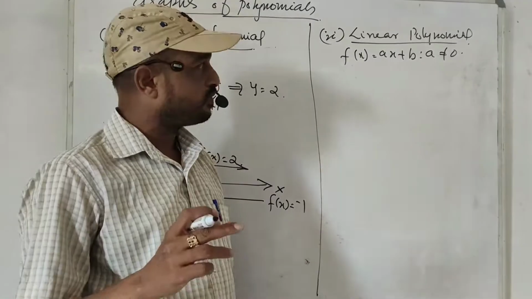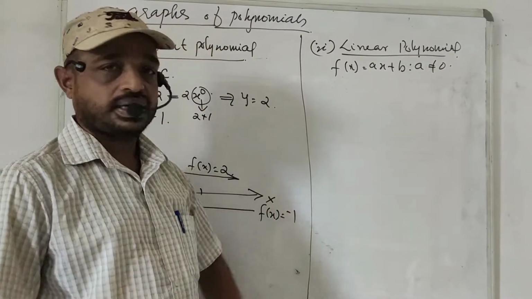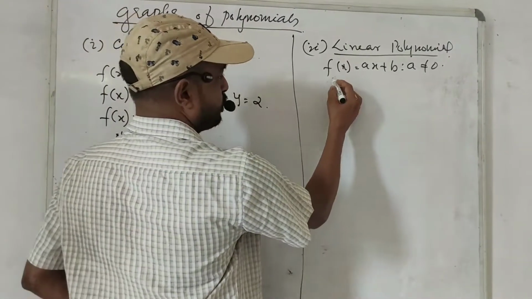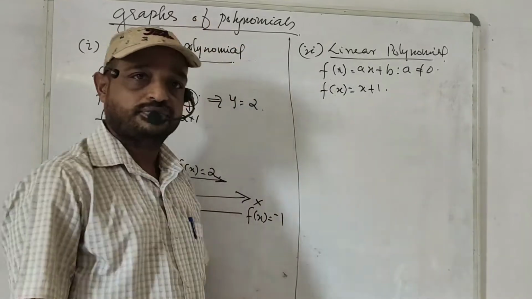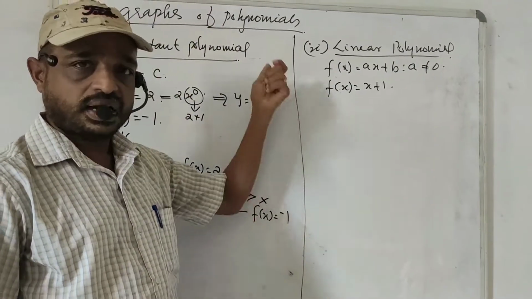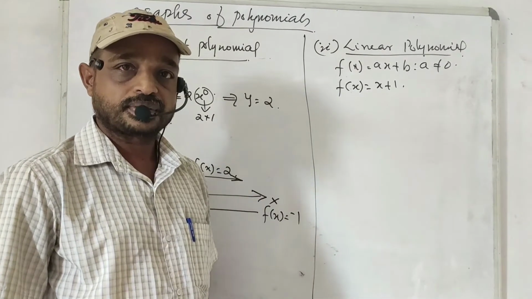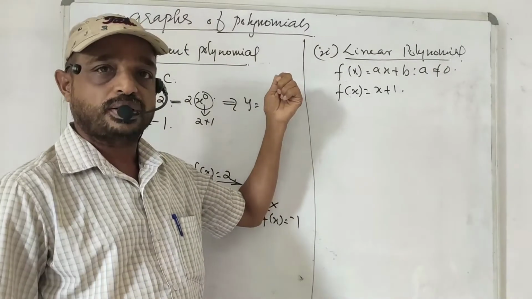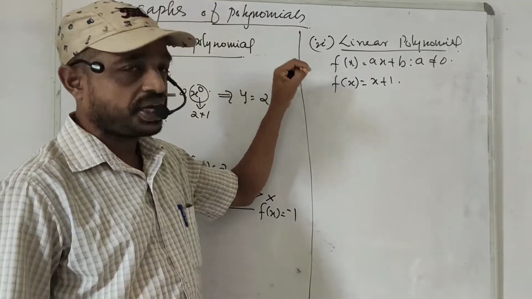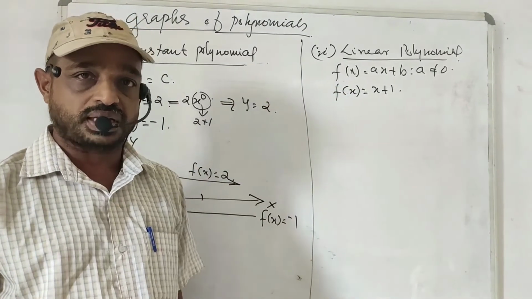So what is the graph of a linear polynomial? It will be a straight line. Let us see a very simple example. f(x) = x + 1 is a linear polynomial. How will you find the zero of this polynomial algebraically? To find the zero of a polynomial algebraically, just equate the given polynomial to 0 and then find the value of the variable.